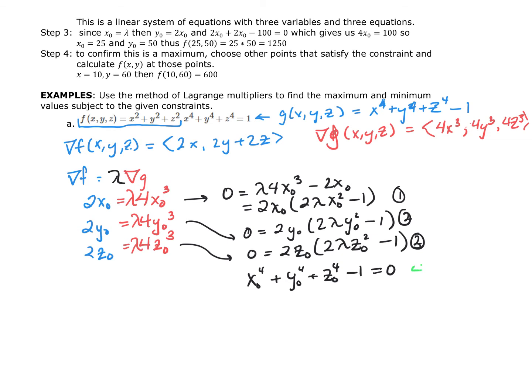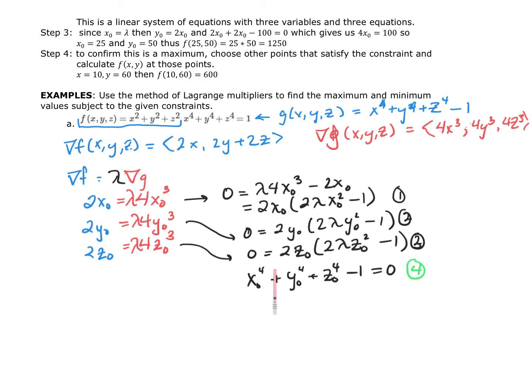And here is my fourth equation, because I need 4 equations for 4 unknowns. x naught is the first unknown, y naught is the second, z naught is the third, and lambda is the 4th. I have 4 unknowns, so I need 4 equations, or otherwise I'm going to have dependence. And then we're not going to talk about that in terms of our linear algebra. So we're just not going to do that.